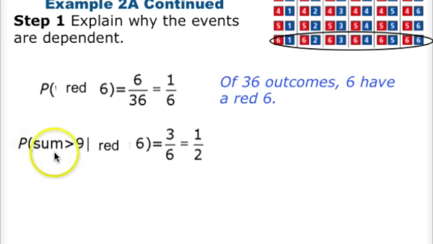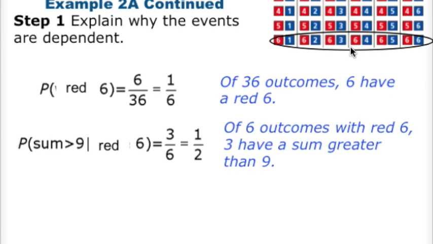The probability that the sum is greater than 9, given that we already have a red 6? Well, how many of these that are circled have a sum that is greater than 9? 3 of these have a sum greater than 9. That's these 3 here, all right? 6 and 4 would be 10, 11, 12. Those add to more than 9, so we have 3 out of the 6, which reduces to 1/2.